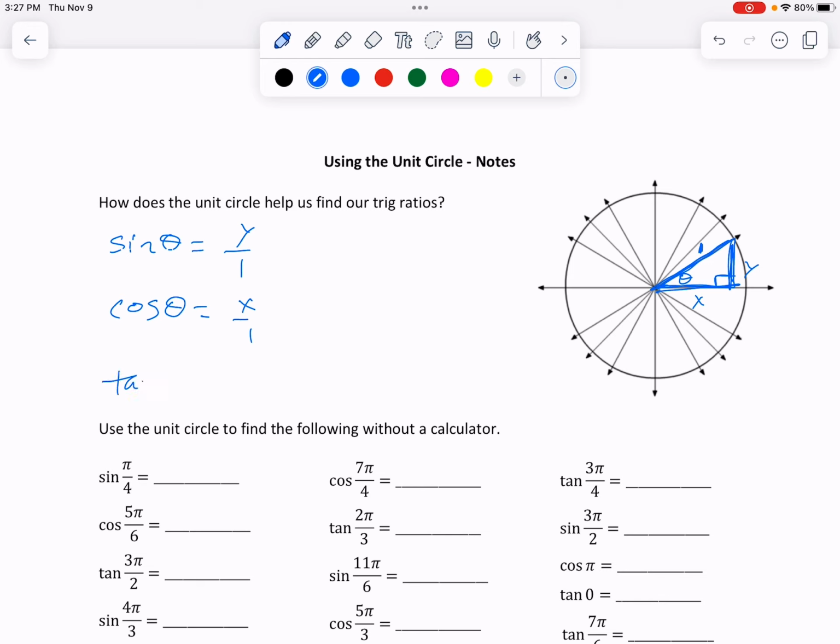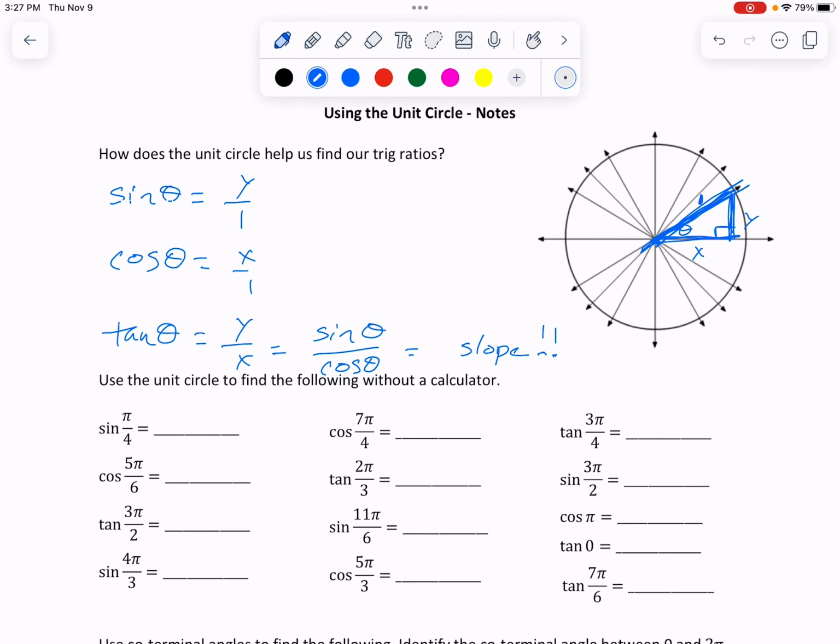And then tangent is the y value over the x value, which the y value was sine. The x value was cosine. So sine over cosine, this is also the change in y over the change in x, which is the slope. So the slope of that line becomes the tangent of the angle. Well, maybe I don't really like to say equal slope, but this is the slope that we're going to think about.